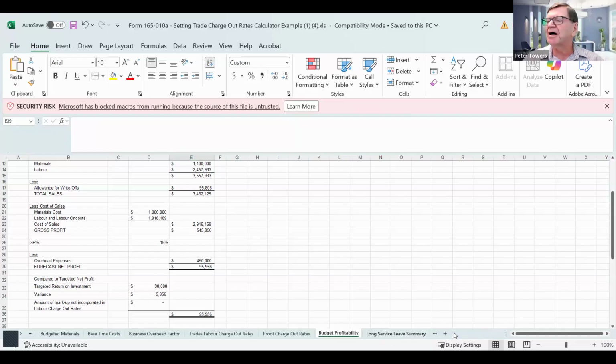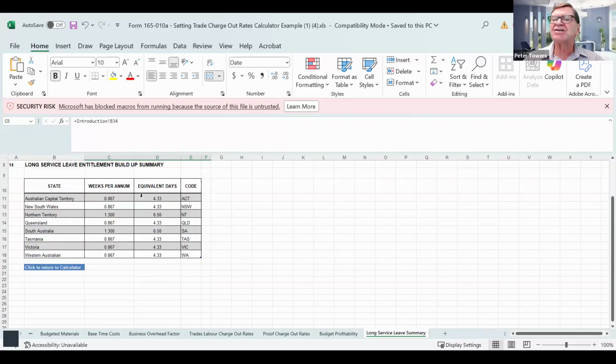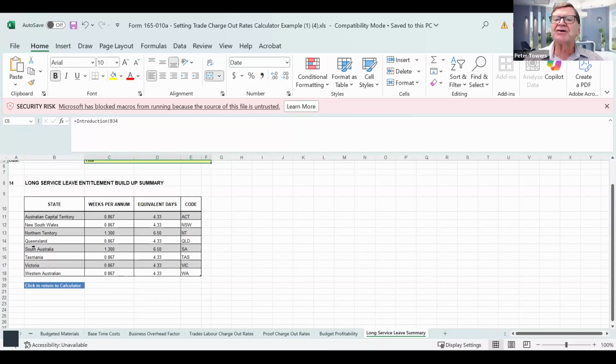There is one other calculation in this system. It just is the long service leave. So you click on, as you're entering the employee back in the labour on cost, what state that they're employed in.